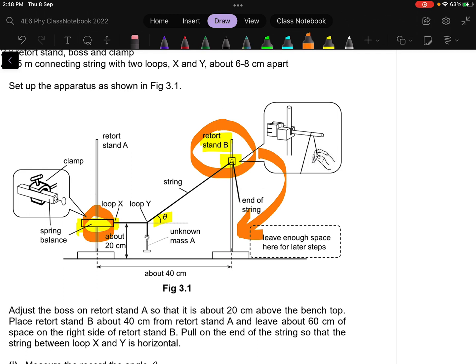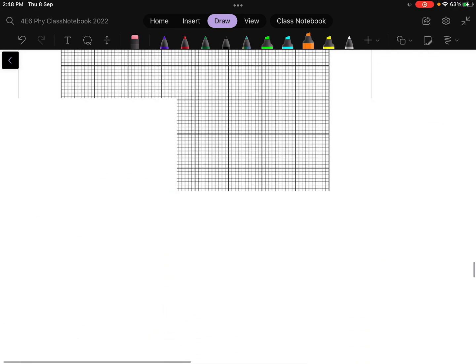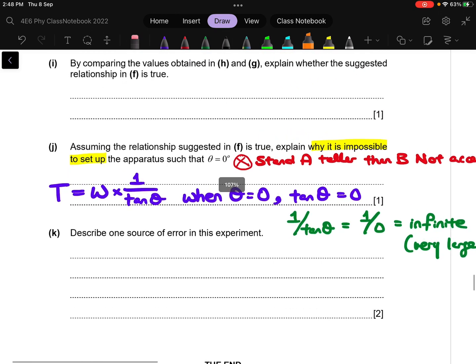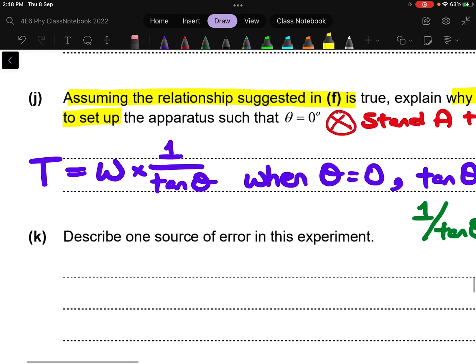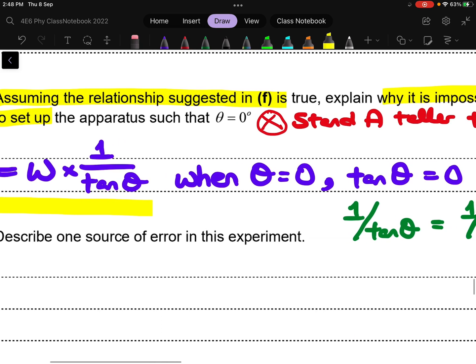Done. Yeah. Then there are some of you who say that the string will never be horizontal. Yes, I know the string will never be horizontal. I'm asking you why. What causes it? Explain it, right? So what you need to do is look at the equation given to you, because the hint given to you is to assume the relationship suggested in F is true, right? So if you look at this expression, you can see that when theta is 0, tangent theta is going to be 0.